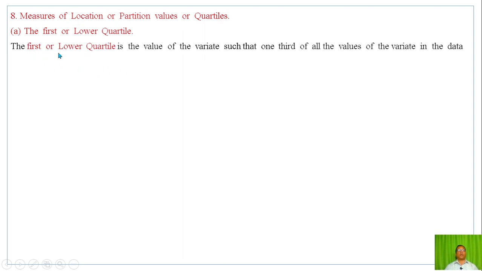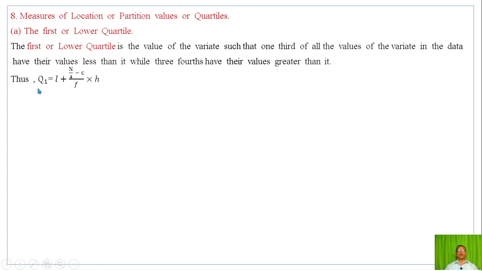The first or lower quartile, also called the first quartile or lower quartile, is the value of the variate such that 1/4 of all the values of the variate in the data have their values less than it, while 3/4 have their values greater than it. That value is called the first or lower quartile.